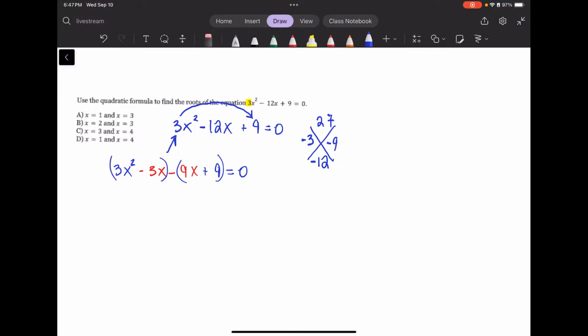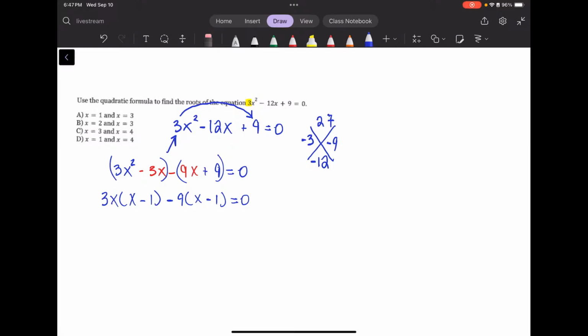And once we're right here at this step, this is when we want to start grouping our terms. First two, last two, always leave out that negative sign. So we're going to pull out a 3x, we're left with x minus 1. And then when we do this for the second parentheses, let's say we pull out a 9. We're left with x minus 1 again is equal to 0.